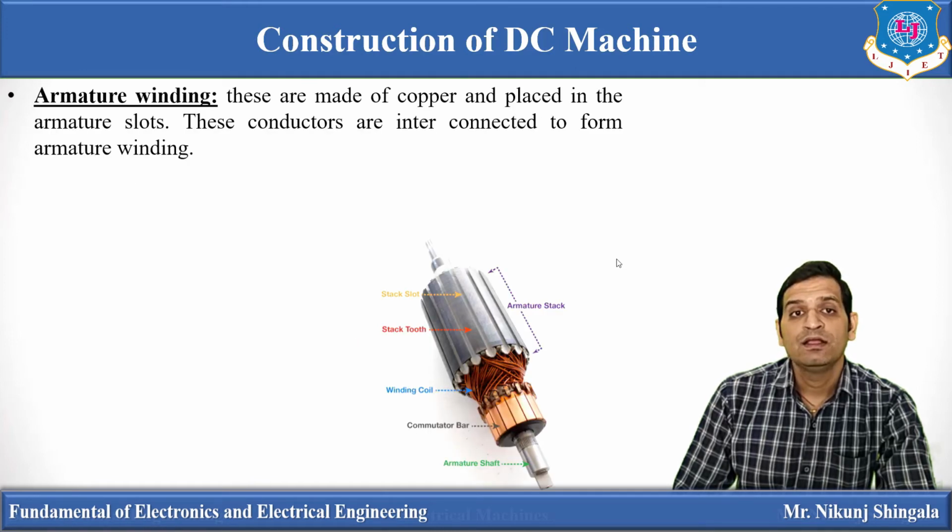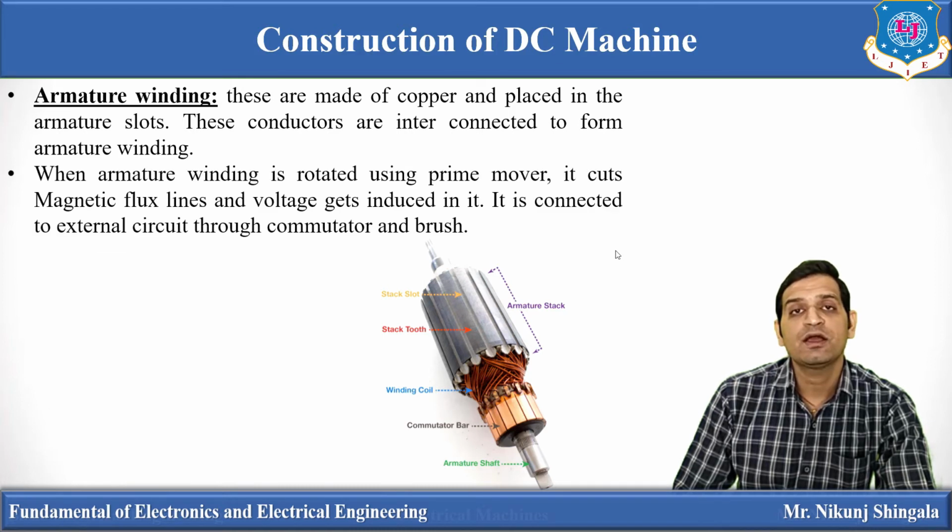Armature winding: these are made up of copper and are placed in the armature slots. These conductors are interconnected to form the armature winding. When the armature winding is rotated using a prime mover, it cuts the magnetic field produced by the field winding, and voltage is induced in it. It is connected to the external circuit through the commutator and brush. So the induced voltage can be taken out by means of the commutator and brush.